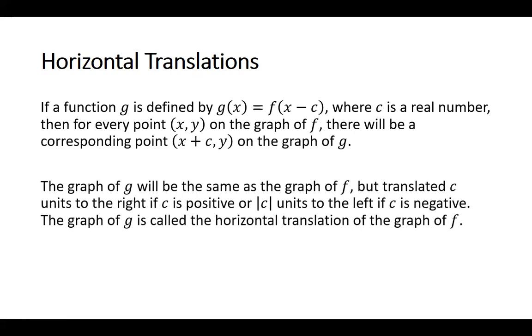The graph of g will be the same as the graph of f, but translated c units to the right if c is positive, or the absolute value of c units to the left if c is negative. Remember, that's using f of x minus c, so the negative sign's already in there. So as I said, if you just see x plus 3, that's going to shift to the left by 3. x minus 7, that's going to shift to the right by 7. The graph of g is called the horizontal translation of the graph of f.